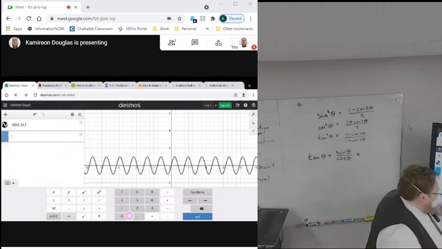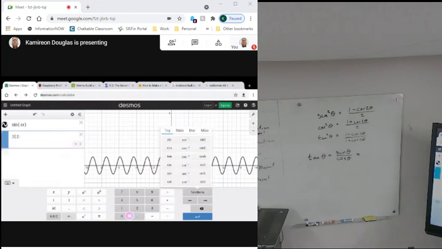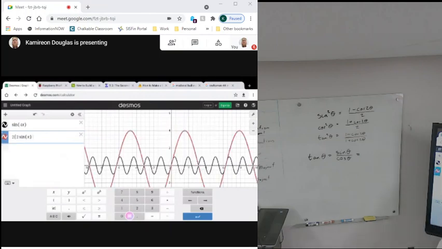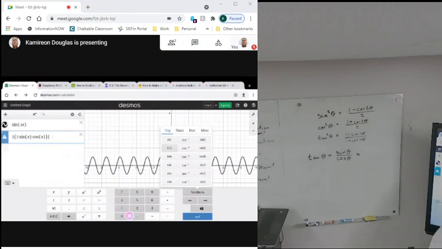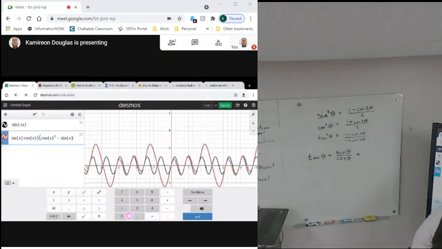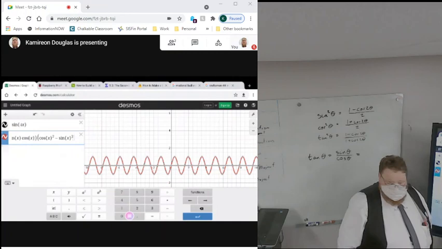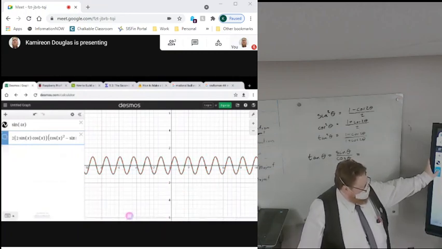My second equation is 2 parentheses 2 sine of x cosine of x, times cosine squared minus sine squared. Yeah, look at that. A perfect match. So beautiful. So elegant.